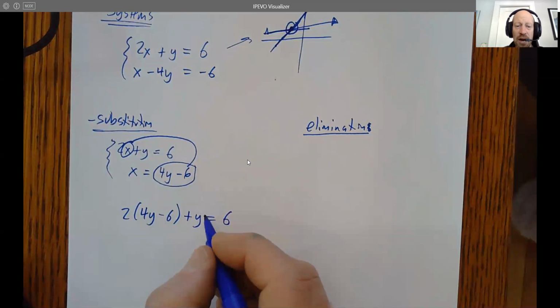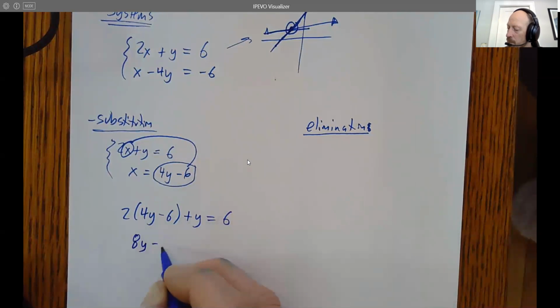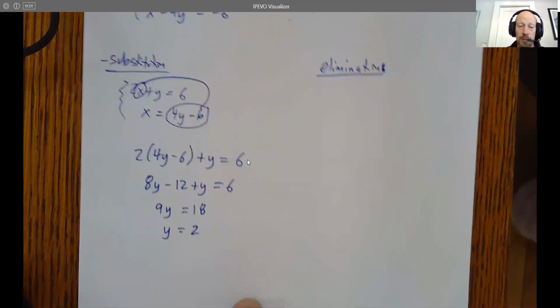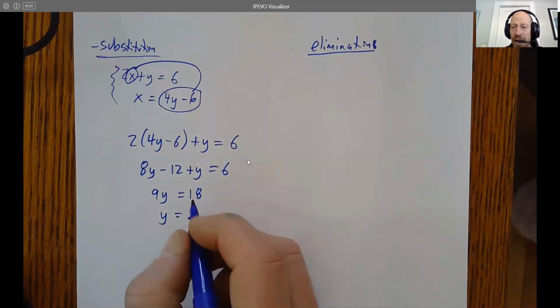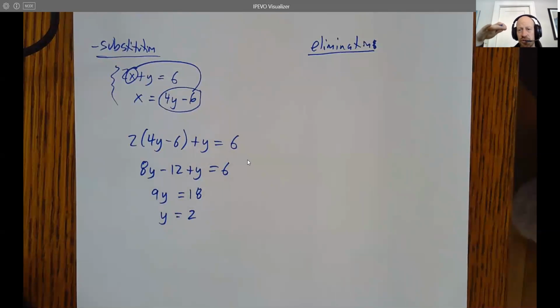So notice now I have an equation that just has a single y value. Y plus y is 9y. Add the 12 over, I get 18. And I get a value for y equals 2. Now this is great, but I'm not actually done. It tells me the y value of my solution is 2, but I also need the x value.